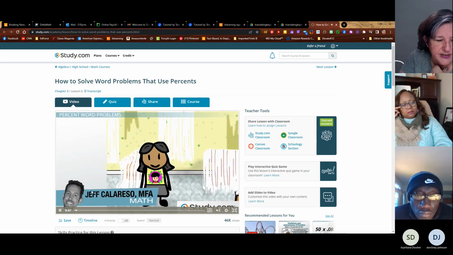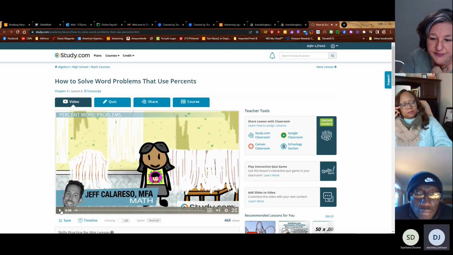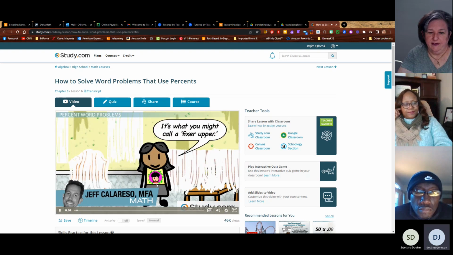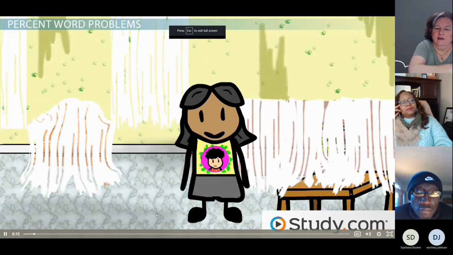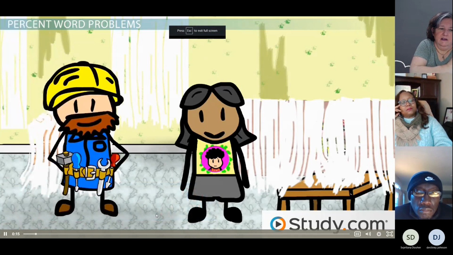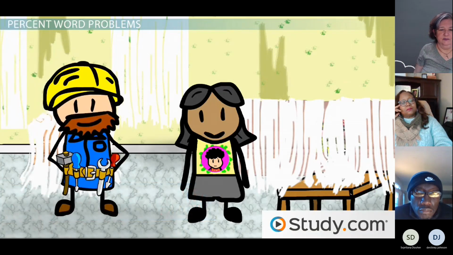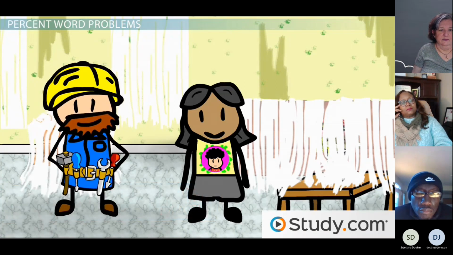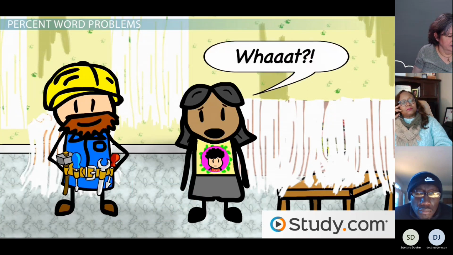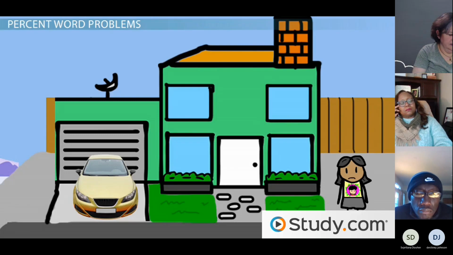Meet Ashley. Here's Ashley's house. It's what you might call a fixer-upper. She could definitely use some help. In this lesson, we're not going to help Ashley redo her floors or paint, but we will help her with some percent word problems. These problems are about as common as the termites in Ashley's walls. What? She didn't know there were termites? Oh no. Well, while she fumigates, let's talk about how to solve these problems.